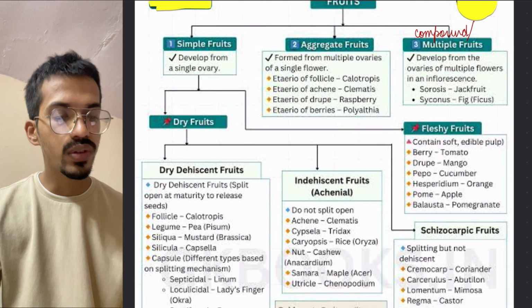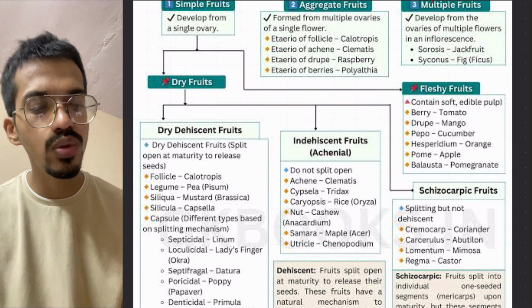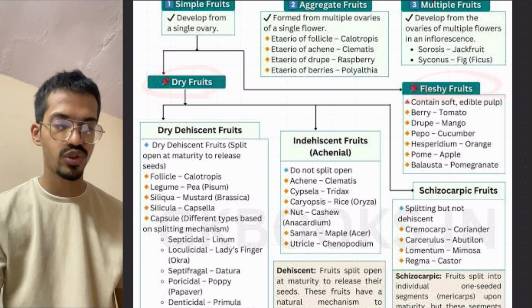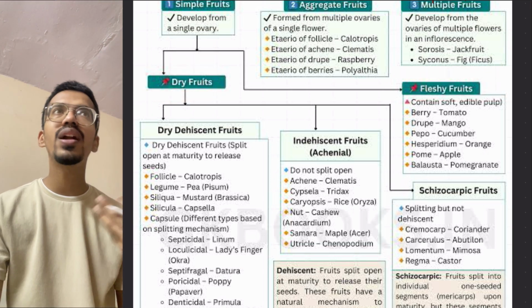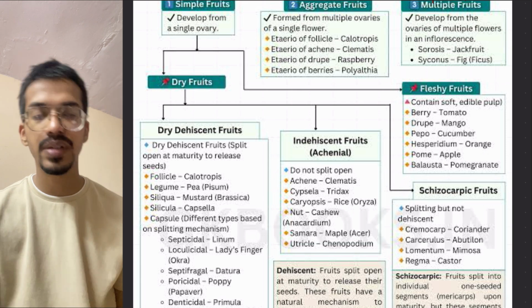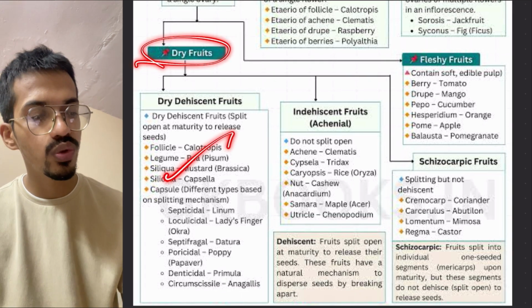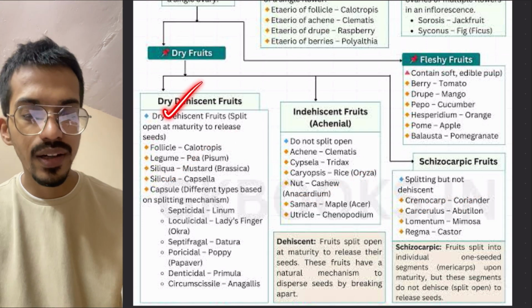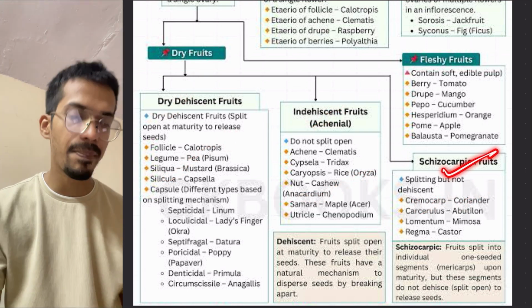Okay, so there are two major types we're going to be studying. What are the two? Dry fruits and fleshy fruits. Dry fruits means that they will not have any fleshy part present in them. Now, dry fruits are further divided into three types. What are the three types? Dry dehiscent fruits, indehiscent fruits, and schizocarpic fruits.